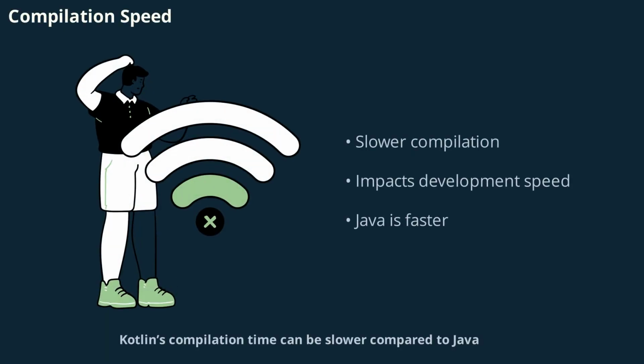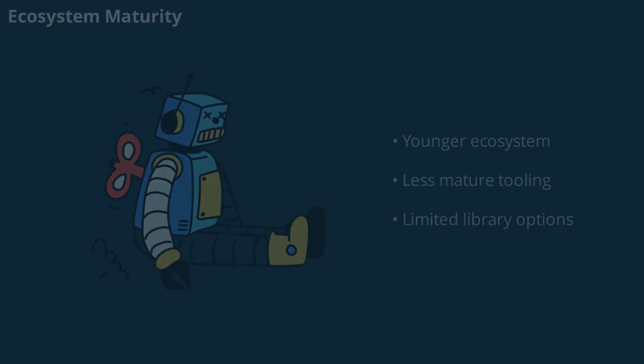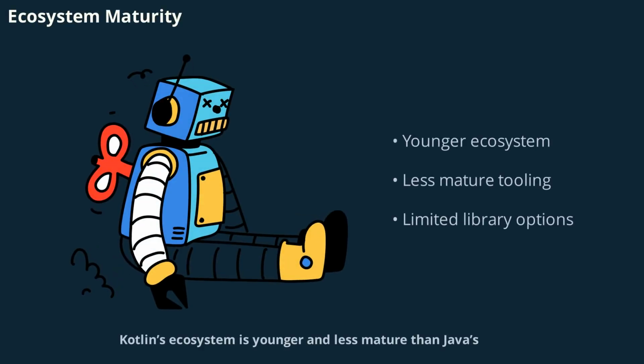Kotlin's compilation time can be slower compared to Java, especially for clean builds. This can impact development speed, particularly in large projects. While incremental builds are faster, developers may notice delays when compiling from scratch, making Java a more efficient option in some scenarios. Kotlin's ecosystem is younger and less mature than Java.